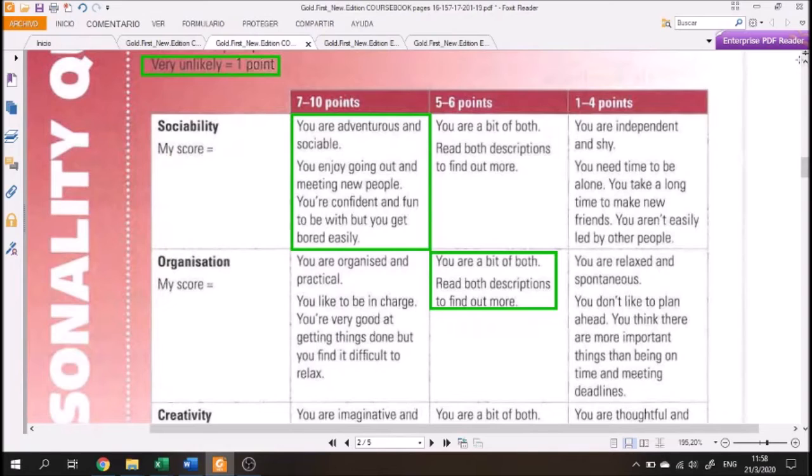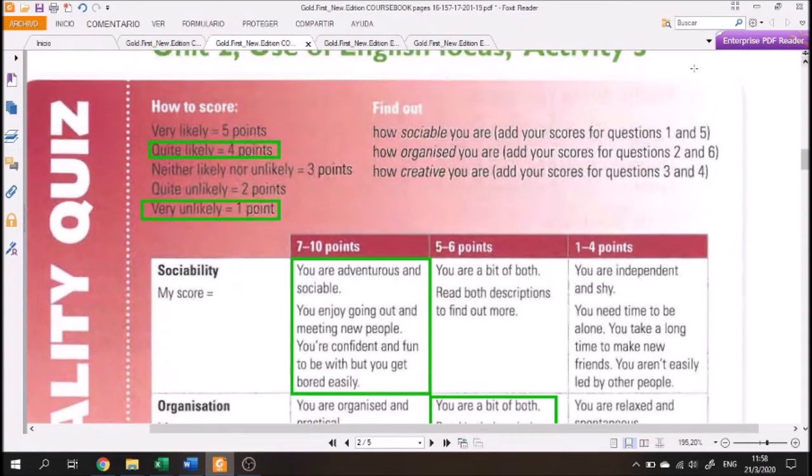What about you guys? Where are you in the quiz? Are you organized or not? Okay. Share your answers with your teacher. And what about your teacher, if it's not me?